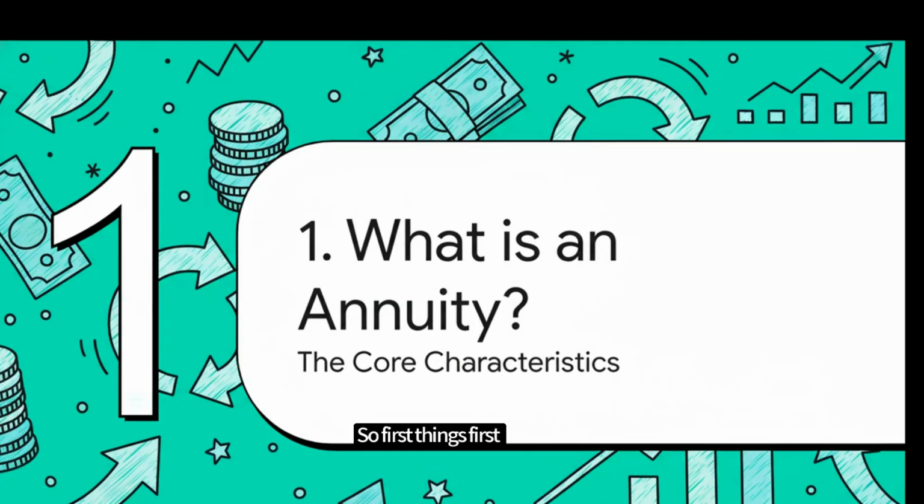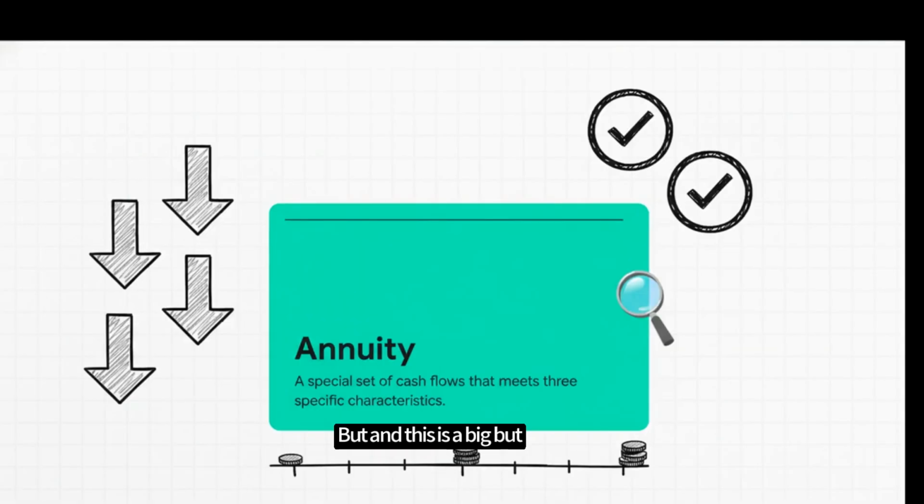So, first things first, what are we actually talking about when we say annuity? It's not some complicated product. Really, it's just a pattern, a nice, steady, predictable series of cash flows. Think of it like a financial rhythm. But, and this is a big but, for any stream of payments to officially get the title annuity, it has to play by a very specific set of rules. 3 of them to be exact, and they are not negotiable.